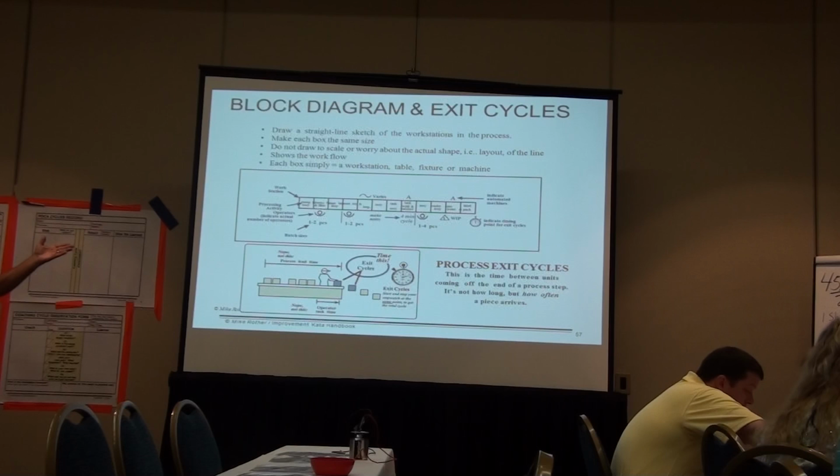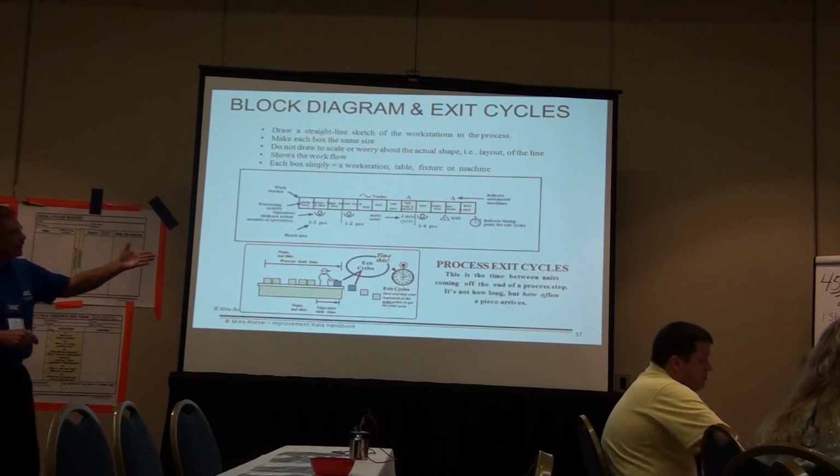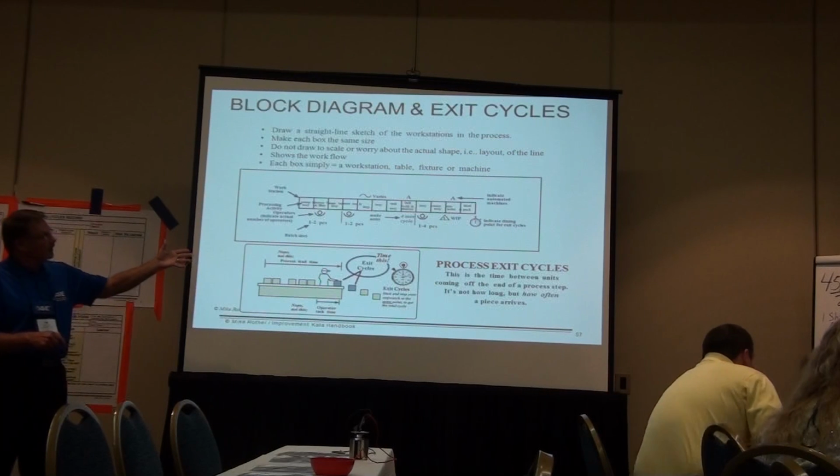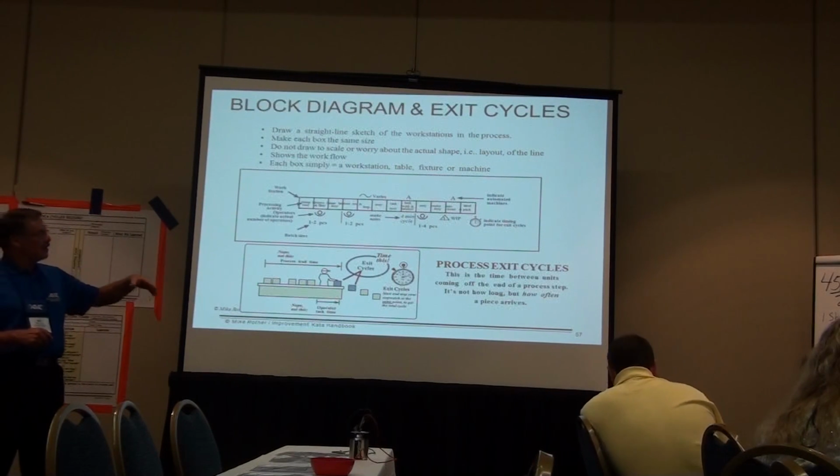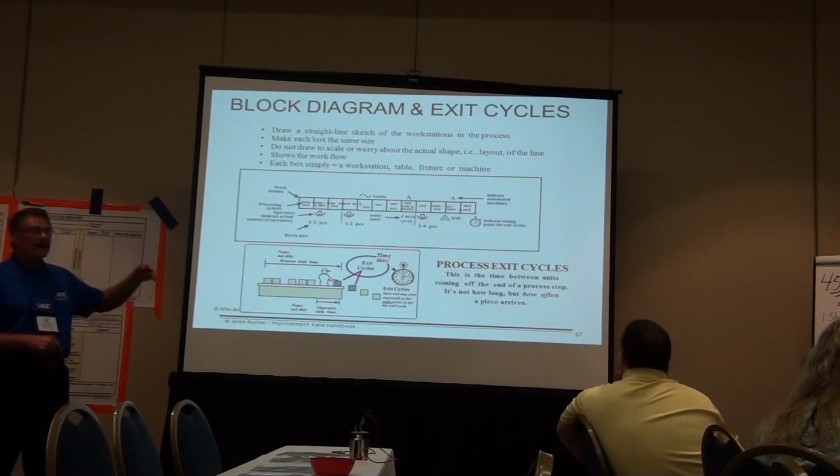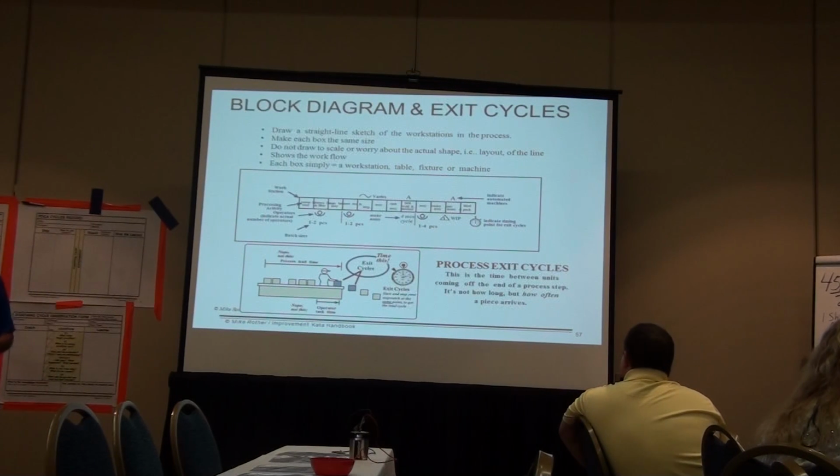We show a little symbol, kind of like from our battery mapping. How many operators do we have? Where do we have work in process building? Do we have a little variation? What's the batch size? Whatever information. Nothing fancy, we just get started.